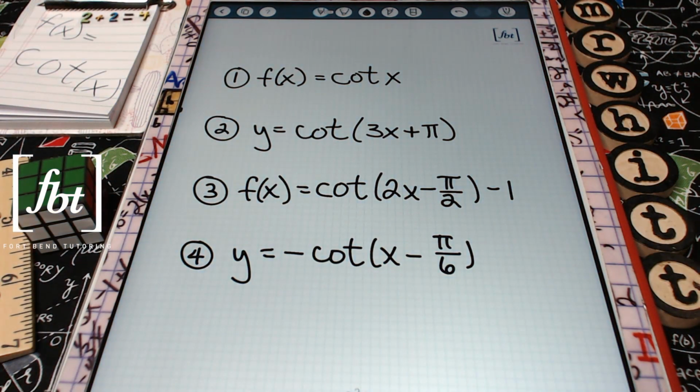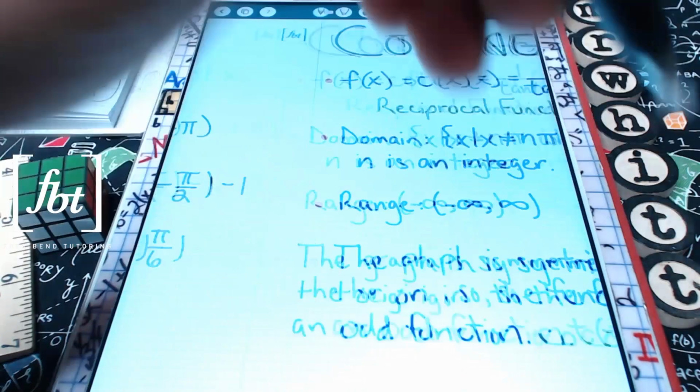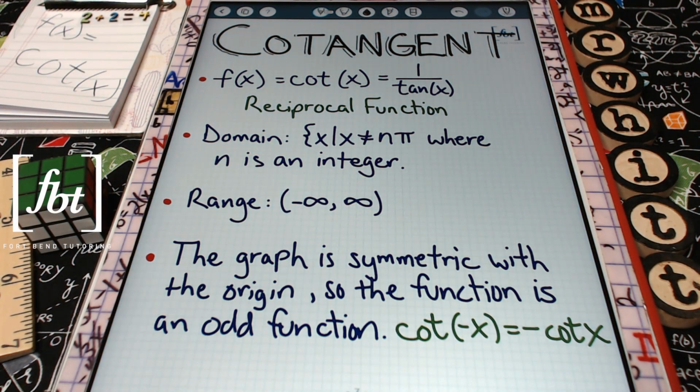Let's take a sneak peek at the problems that we'll be doing in this tutorial. We have number one, f of x equals cotangent x. That is the parent function of the trigonometric function cotangent. I have problem numbers 2, 3, and 4. Take a gander at the different variations on the function that we'll be looking at as far as graphing the cotangent function. And here I have some information for you to read over and retain.